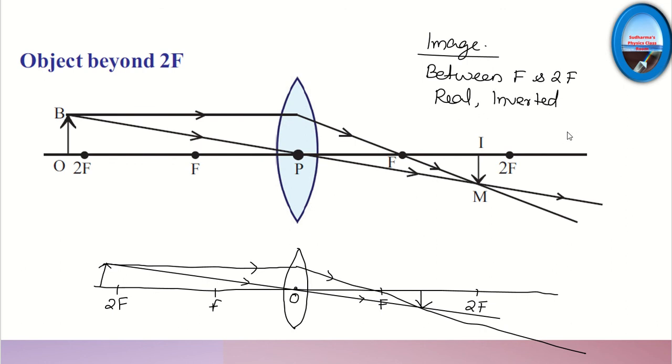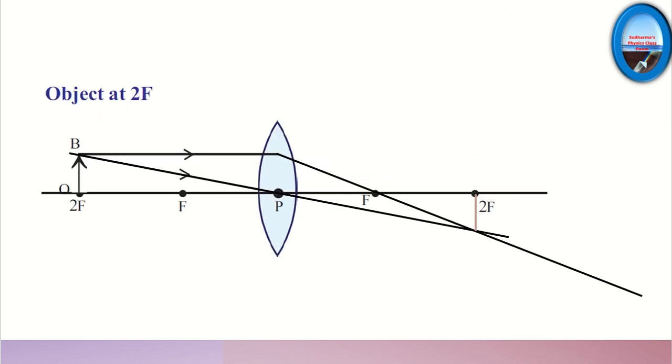Compared to the size of the object, the image size is small. So we can say that it is diminished, small in size. So when the object is beyond 2F, the image is between F and 2F, real, inverted, and diminished.